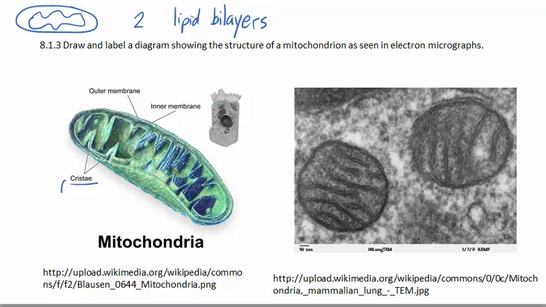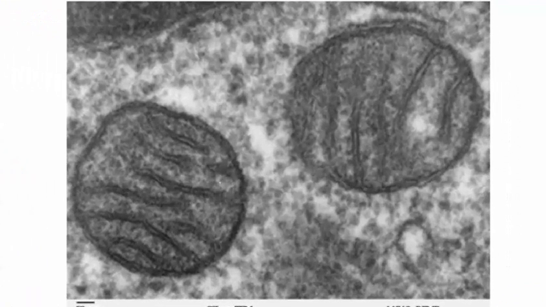The cristae provide increased surface area, so things can pass in and out really easily. Remember, when you have increased surface area on the outside of an object, you can get things out and in much more easily. An electron micrograph looks like this. It looks somewhat similar, but you should be able to tell the difference between an idealized drawing and the actual thing. It has these lines in the middle.